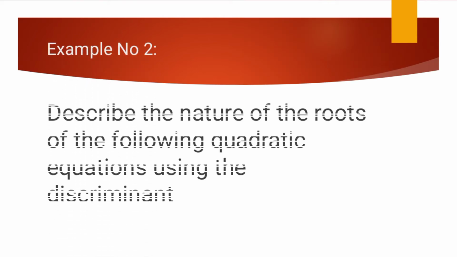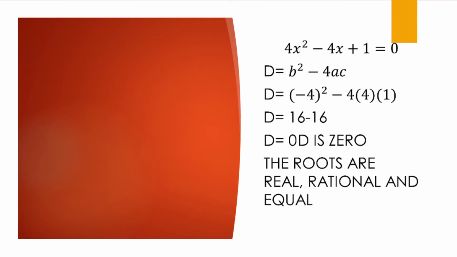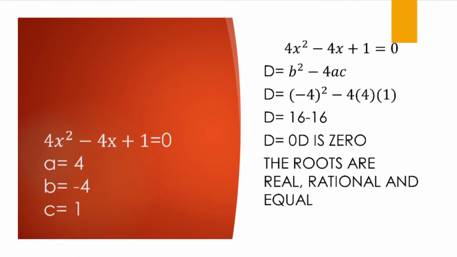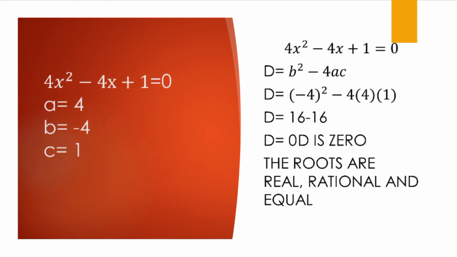So example number 2, describe the nature of the roots of the following quadratic equations using the discriminant. So the given equation is 4x squared minus 4x plus 1 equals 0. So we are going to identify first the value of A, B, and C. So A is positive 4. B is negative 4. And C is positive 1.